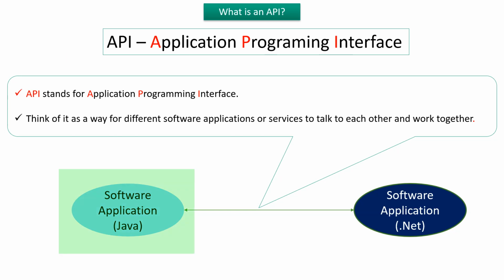Here you can see a software application which is developed using Java. Here you can see a software application which is developed using .NET. And using API, these two different applications or services can talk to each other and work together.